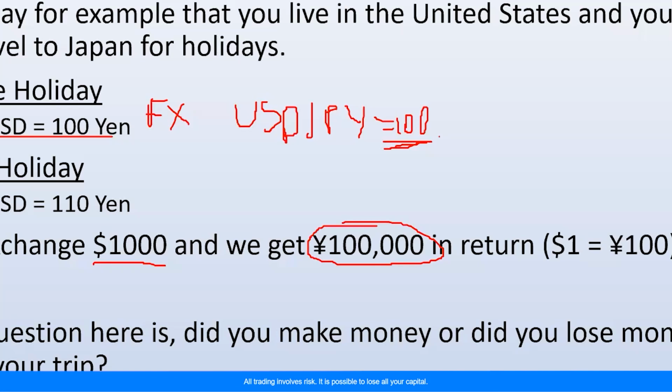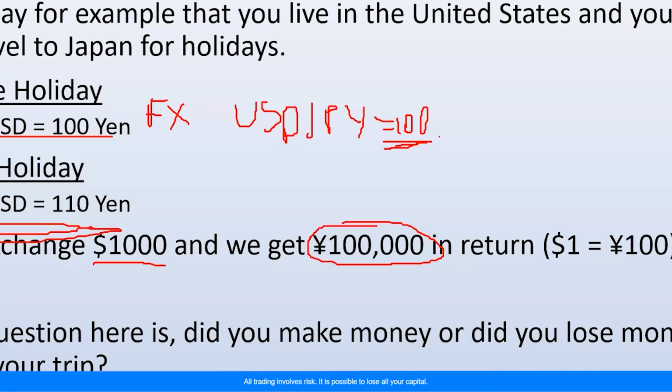Okay, so we have to fly back to the United States, and we have these kind of yen left in our pockets. So at the end of the day, moving back to the United States after our brief holiday to Japan, we see that the exchange rate changed, obviously, from $1 now you can get 110 yen. How does that impact our holdings?